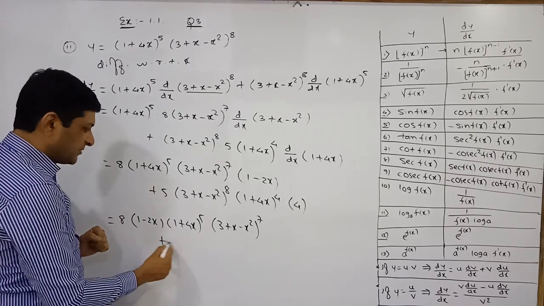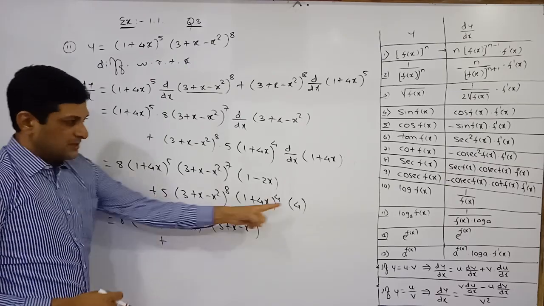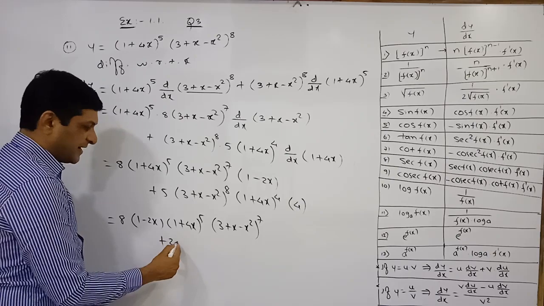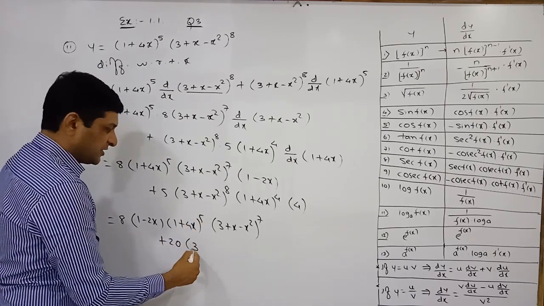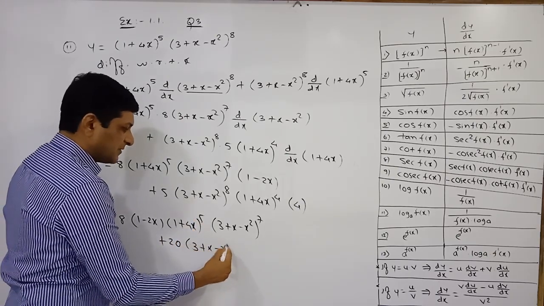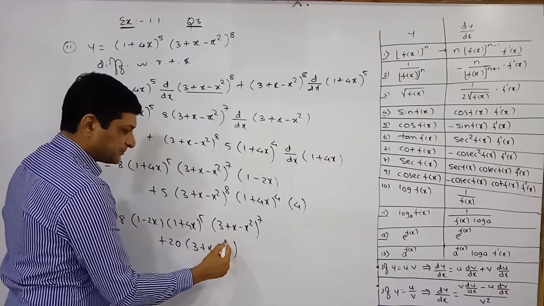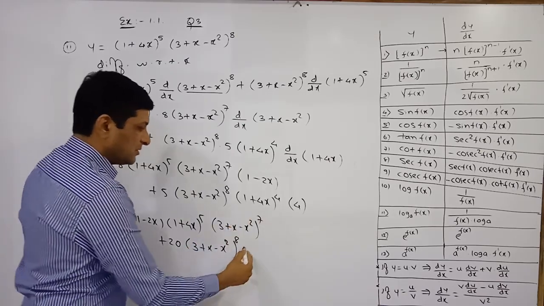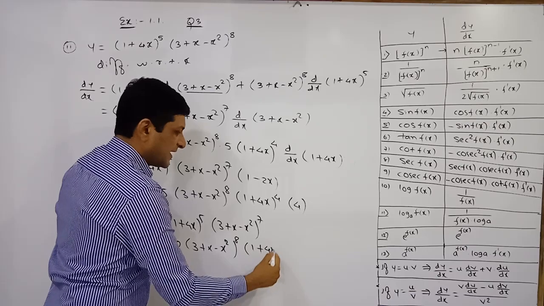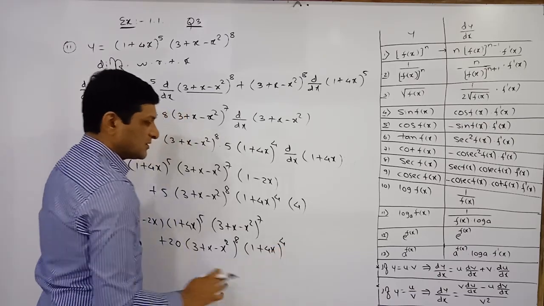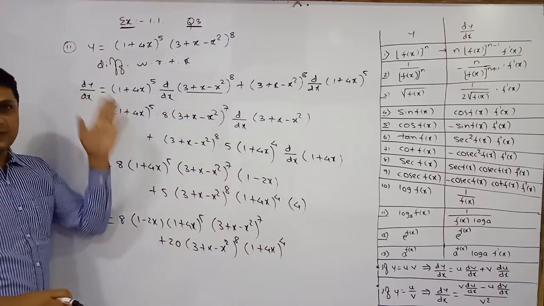In the second term, if you observe here, take 5 into 4, which will become 20. Keep remaining terms as it is. (3 + x - x^2)^8 into (1 + 4x)^4. So this will be the derivative of this given function.